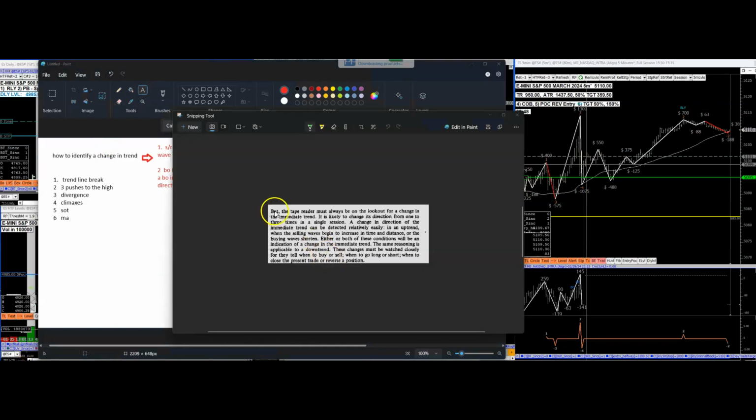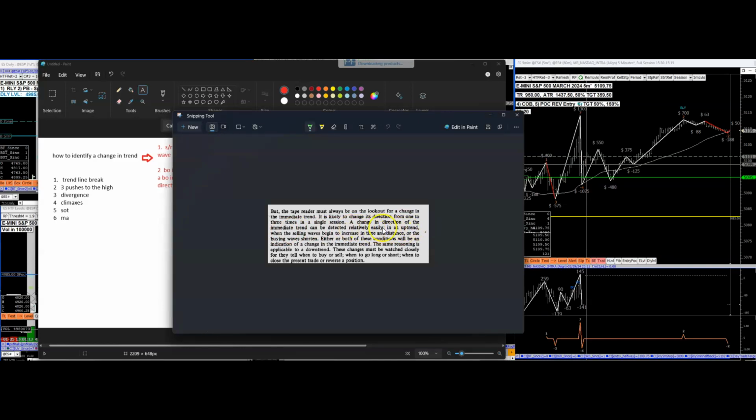Here's a little excerpt. The tape reader must always be on the lookout for a change in the immediate trend. It is likely to change its direction 1 to 3 times in a session, right? A change in the direction of the immediate trend can be detected relatively easily. So this is basically a change in trend. In an uptrend, right here, this is what you need to read.